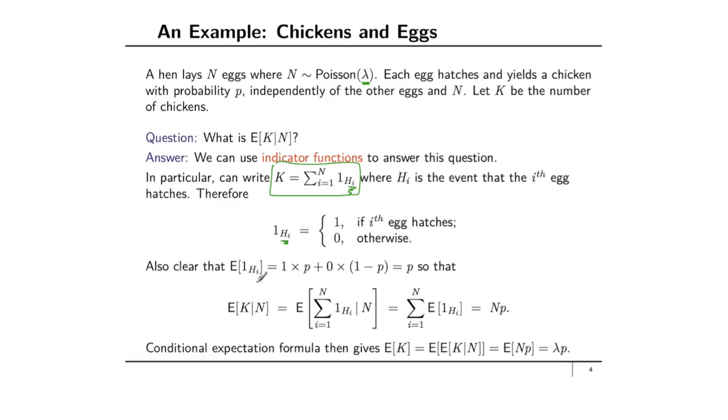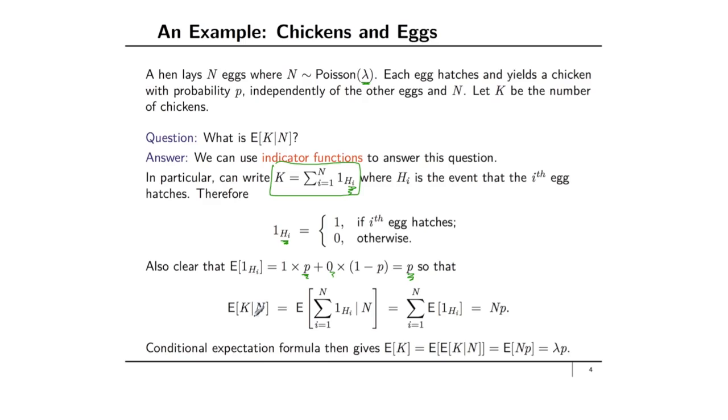It's also clear that the expected value of one of these indicator functions is easily computed. In particular, it takes on the value 1 with probability p, and it takes on the value 0 with probability 1 minus p. And so this is equal to p. So the expected value of the indicator function 1 Hi is equal to p.